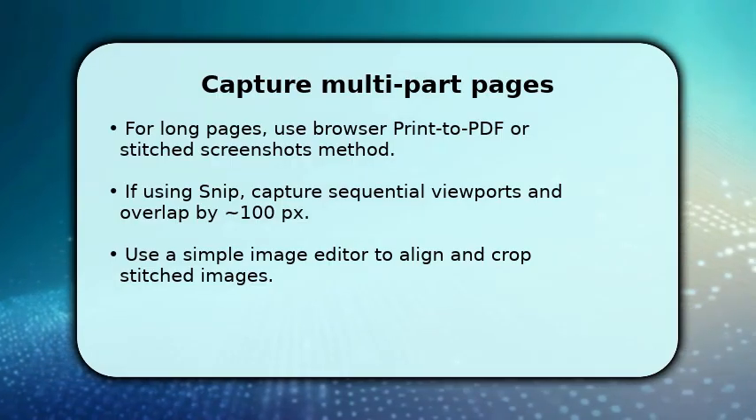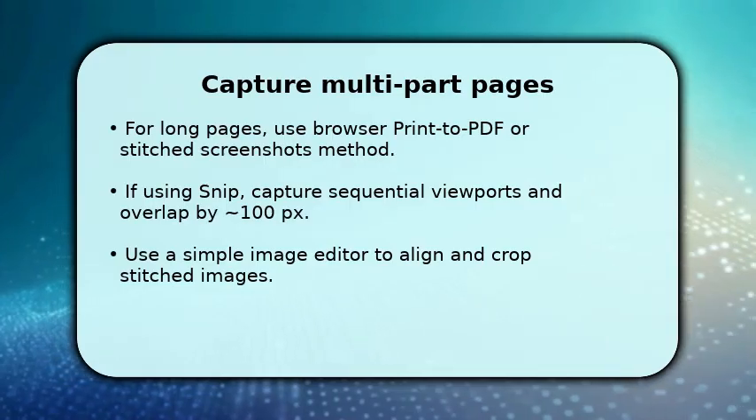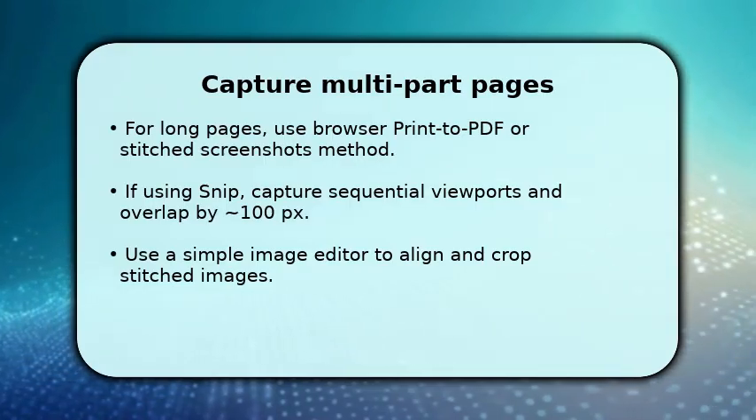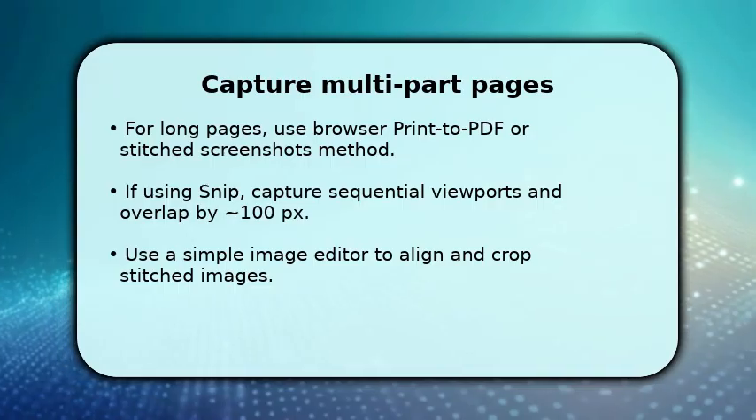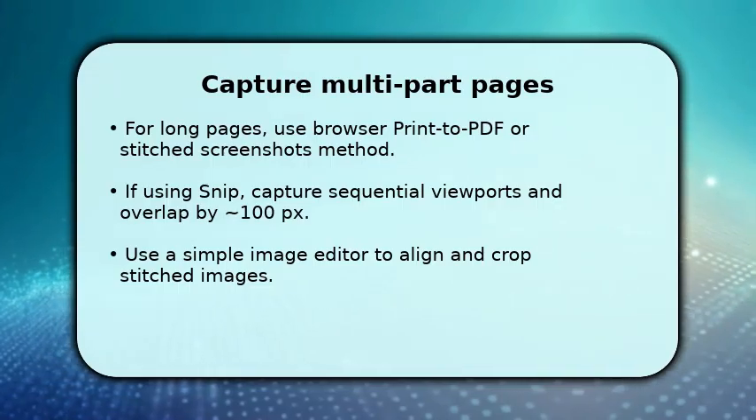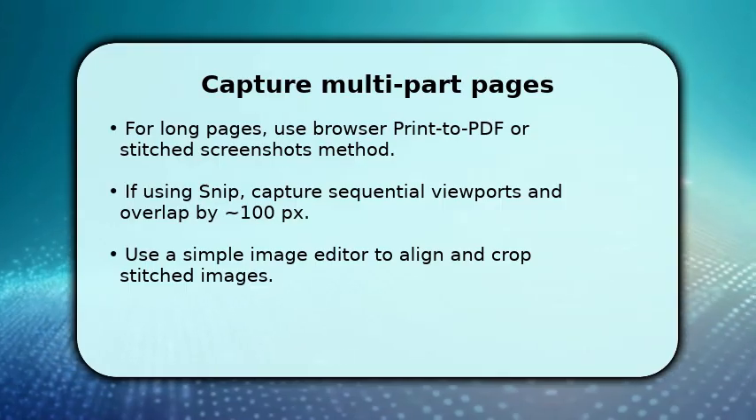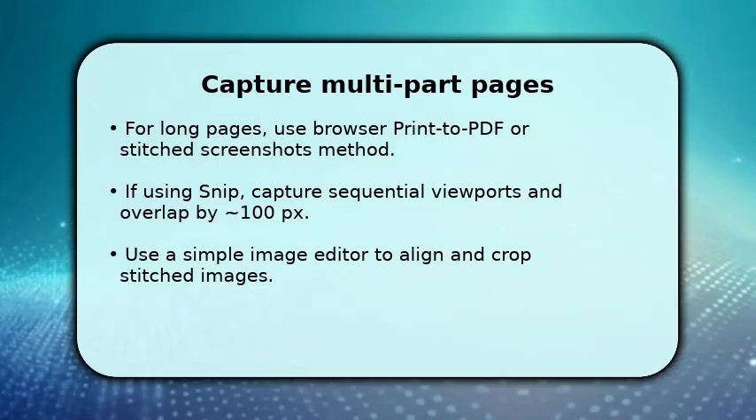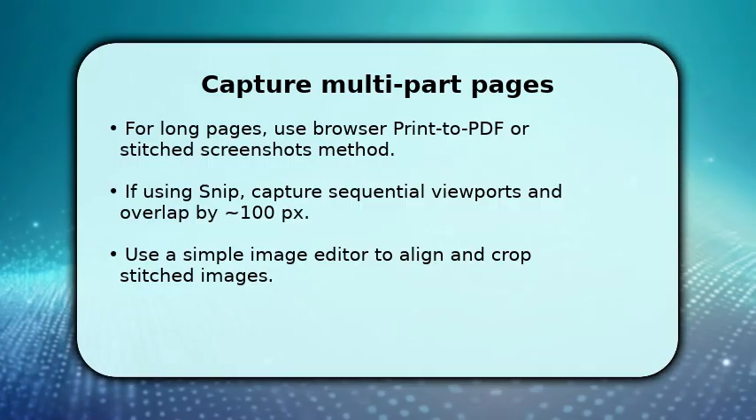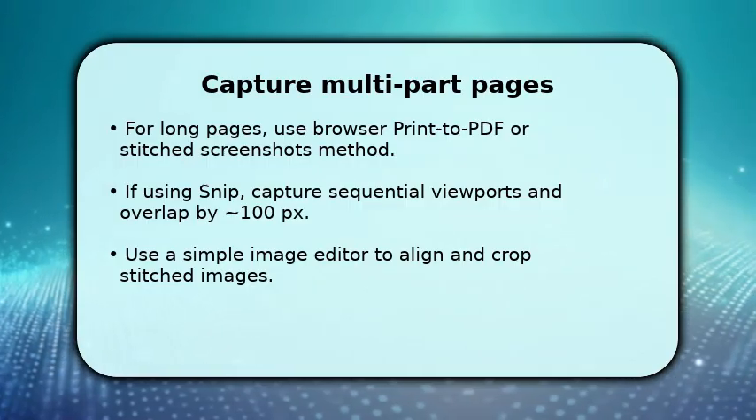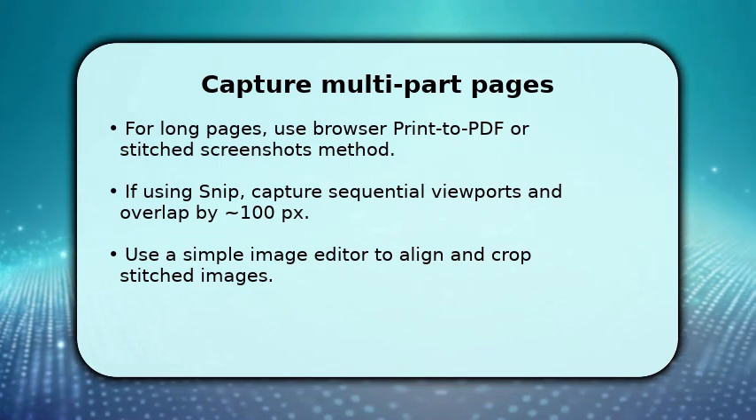If you must use Snip, capture sequential viewports while scrolling slowly, overlapping each shot by about 100 pixels to allow clean alignment. Once you have the series, open an image editor, align edges using the overlap guides, and crop off redundant areas. This creates a seamless full-page image you can save.